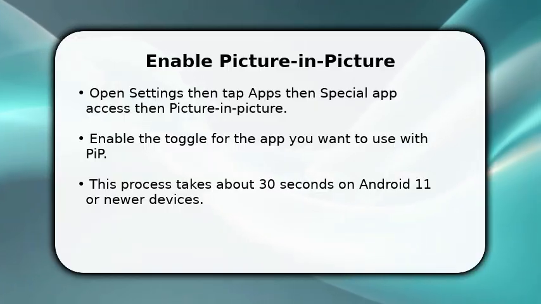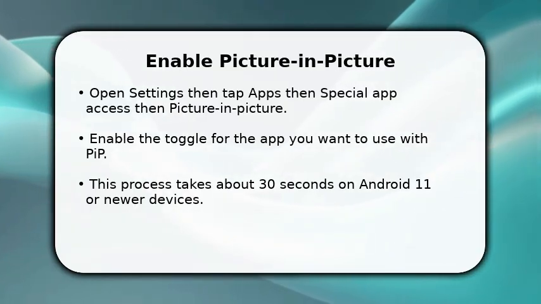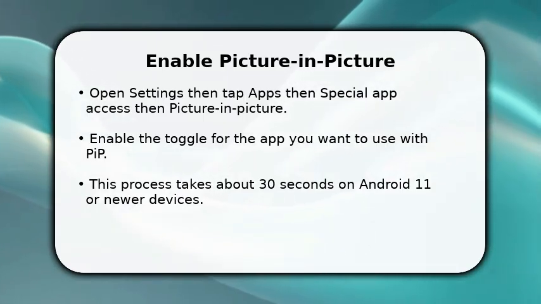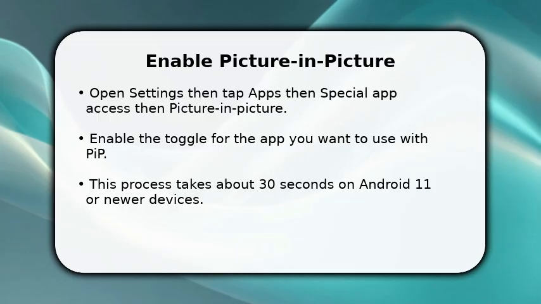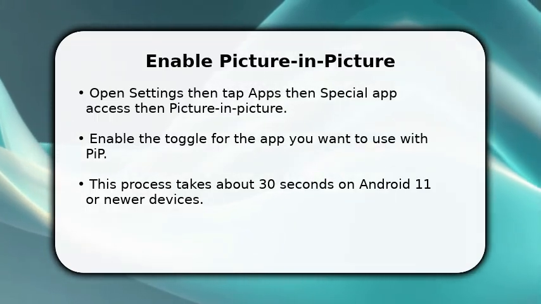Open Settings on your Android phone and navigate to Apps and Notifications. Tap Special App Access, then choose Picture-in-Picture from the menu. Find the app you want and enable the Allow Picture-in-Picture toggle for that app now. This grants permission so the app can shrink into a floating window.